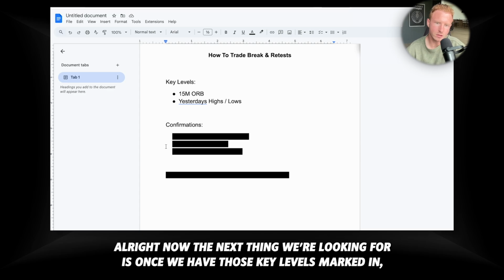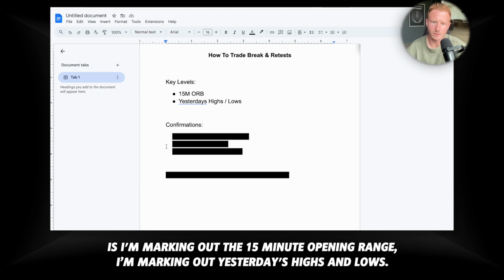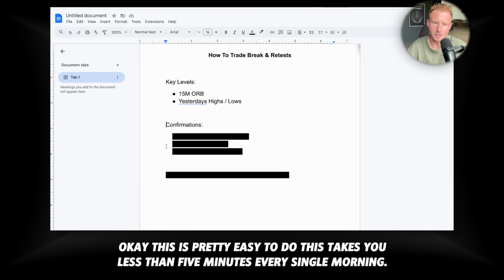All right, now the next thing we're looking for is once we have those key levels marked, and this is something I just do every morning, is I'm marking out the 15-minute opening range. I'm marking out yesterday's highs and lows. Okay, this is pretty easy to do. This takes you less than 5 minutes every single morning.